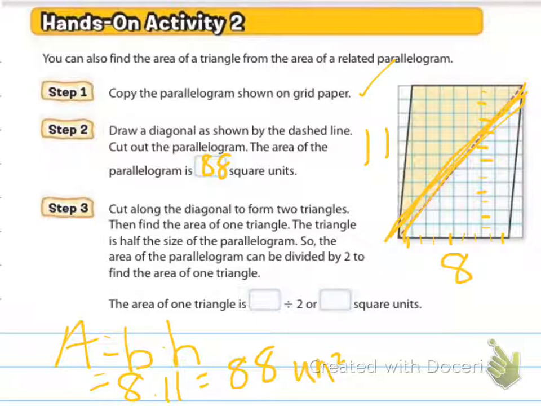It says now we're cutting along the diagonal line to form two triangles, then find the area of one triangle. So the triangle is half the size of the parallelogram, so the area of the parallelogram can be divided by 2 to find the area of one triangle. So the area of one triangle is 88 divided by 2, which is 44 square units. All right, that was pretty straightforward.